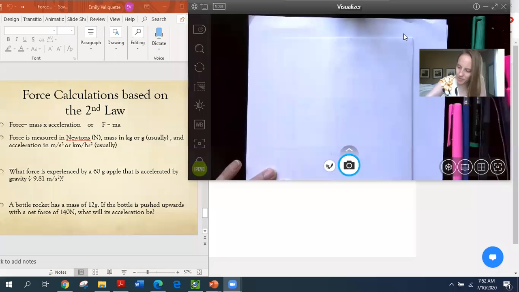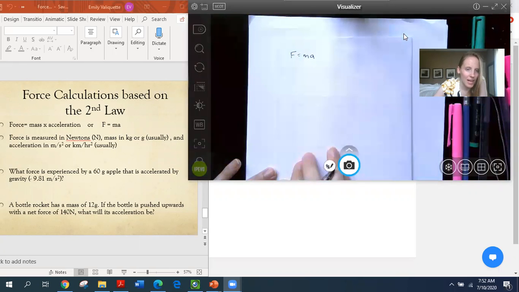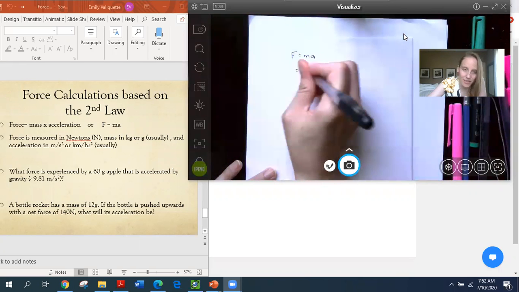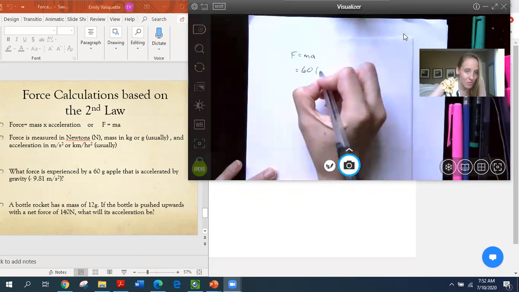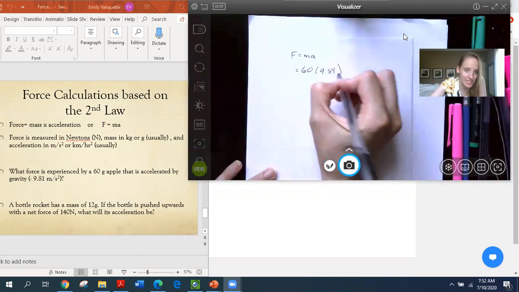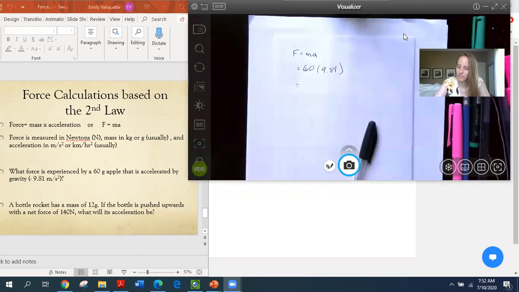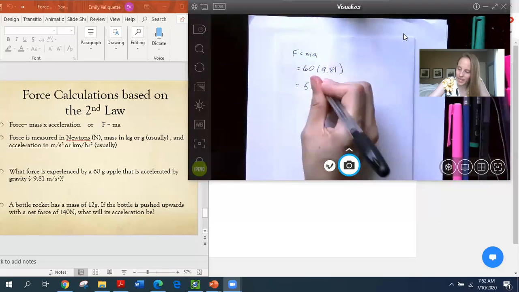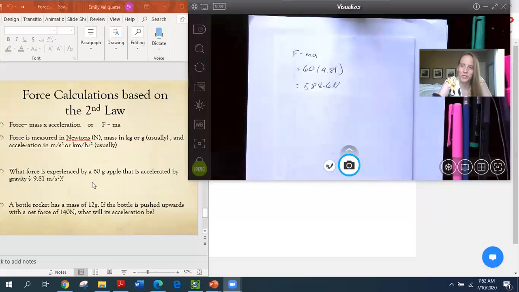Okay, so we're going to start here with our formula. Force is mass times acceleration. If we have a 60-gram apple that is accelerating at 9.81 meters per second, all we do is multiply those together. And our force would be 588.6 newtons. So try question number 2 on your own and then come back for the answer.